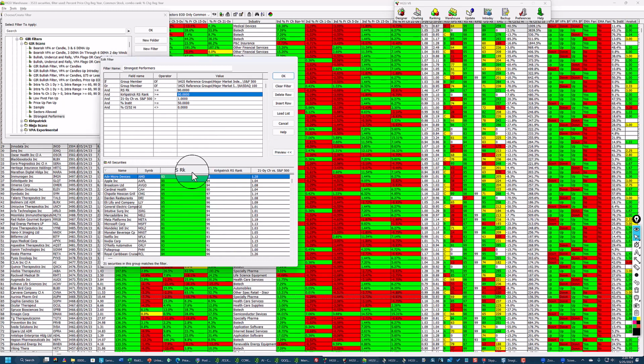How many, do you build filters or not? I know some of you do.